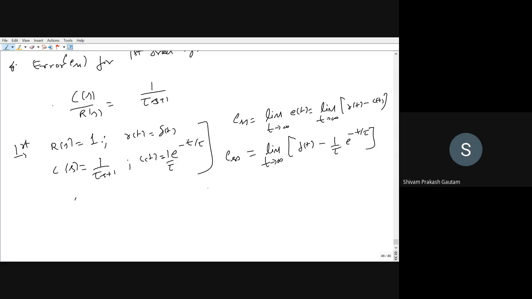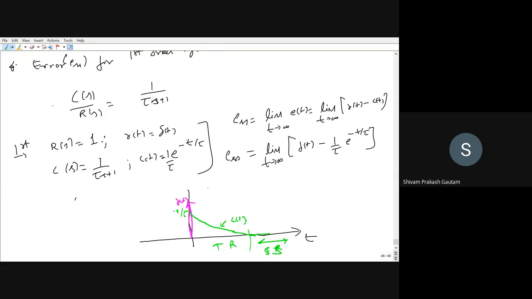Put the limit t equal to infinity. So tell me, what will you get? If I want to draw our input and output, just see. I'm drawing both input and output here on the same plot. This is our input, delta t, and this is our output, 1 by tau, C(t). From this part to this part is our transient response, and from this part to this part is our steady state response.